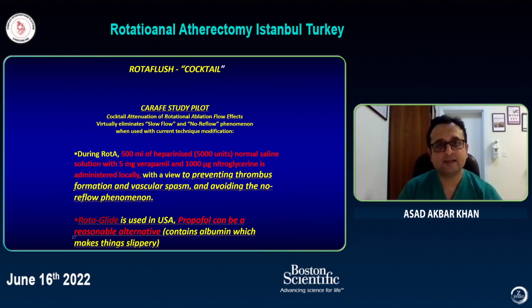There is a science behind it. There are studies, especially the Karaf study, which showed that if you use a rota flush, you can avoid a lot of complications. A typical rota flush consists of heparinized saline with verapamil and nitroglycerin. But all of us who have worked in the US or who are working in the US know that we use a rota glide solution in the US, which is not really available in the rest of the world that easily.